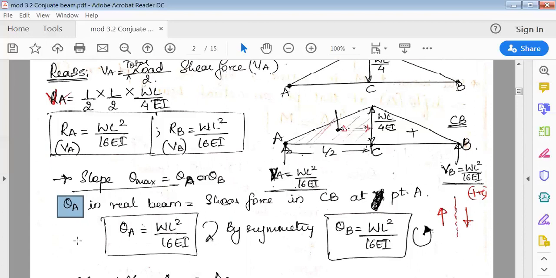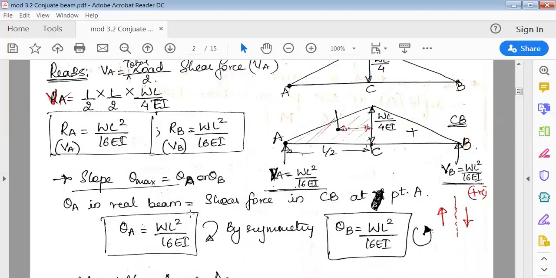That's why we'll find this point here, VA. So theta A in the real beam is equal to shear force, that is nothing but VA, in the conjugate beam at point A. So theta A is equal to, we have already found out VA. So VA is WL square by 16 EI. Now, see here, the answer is positive. So it is going clockwise.